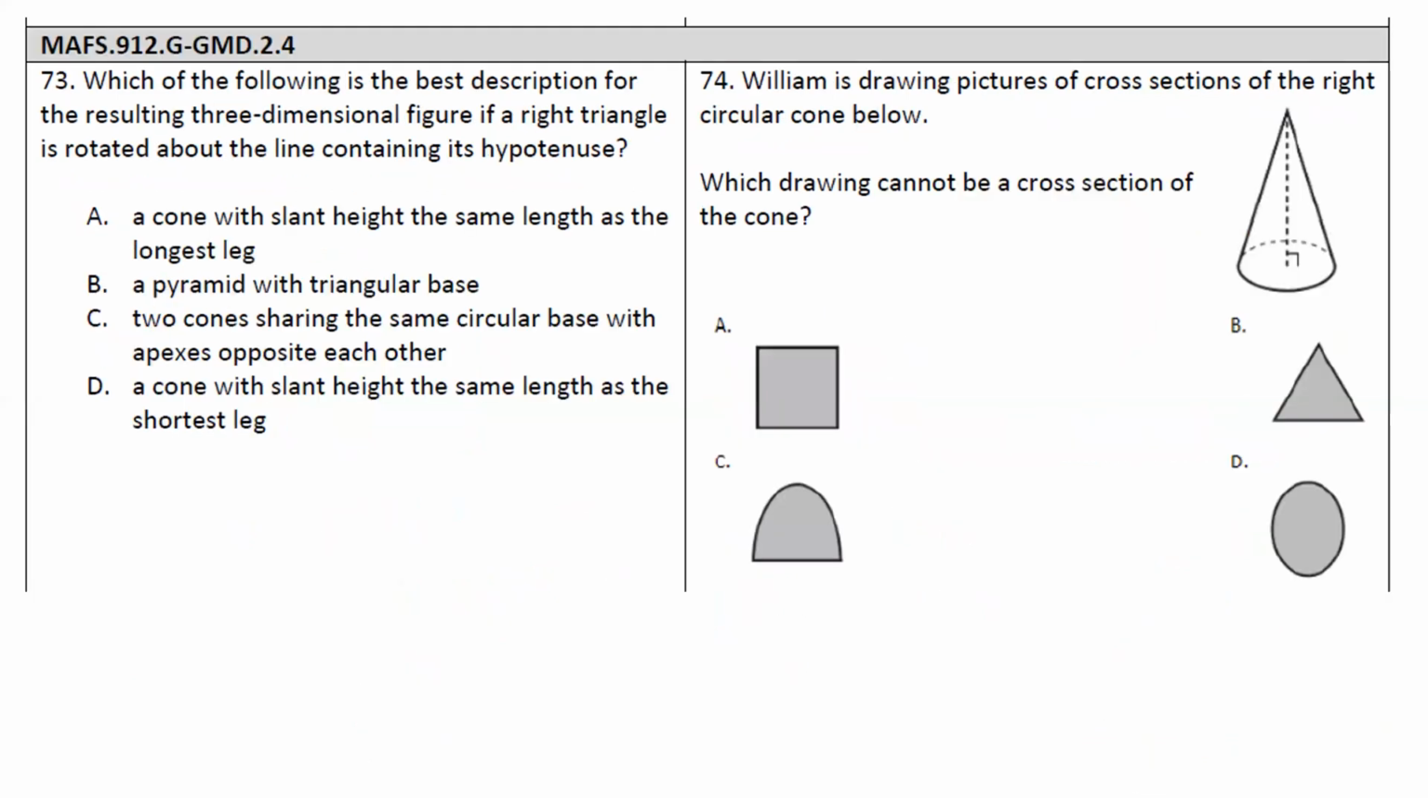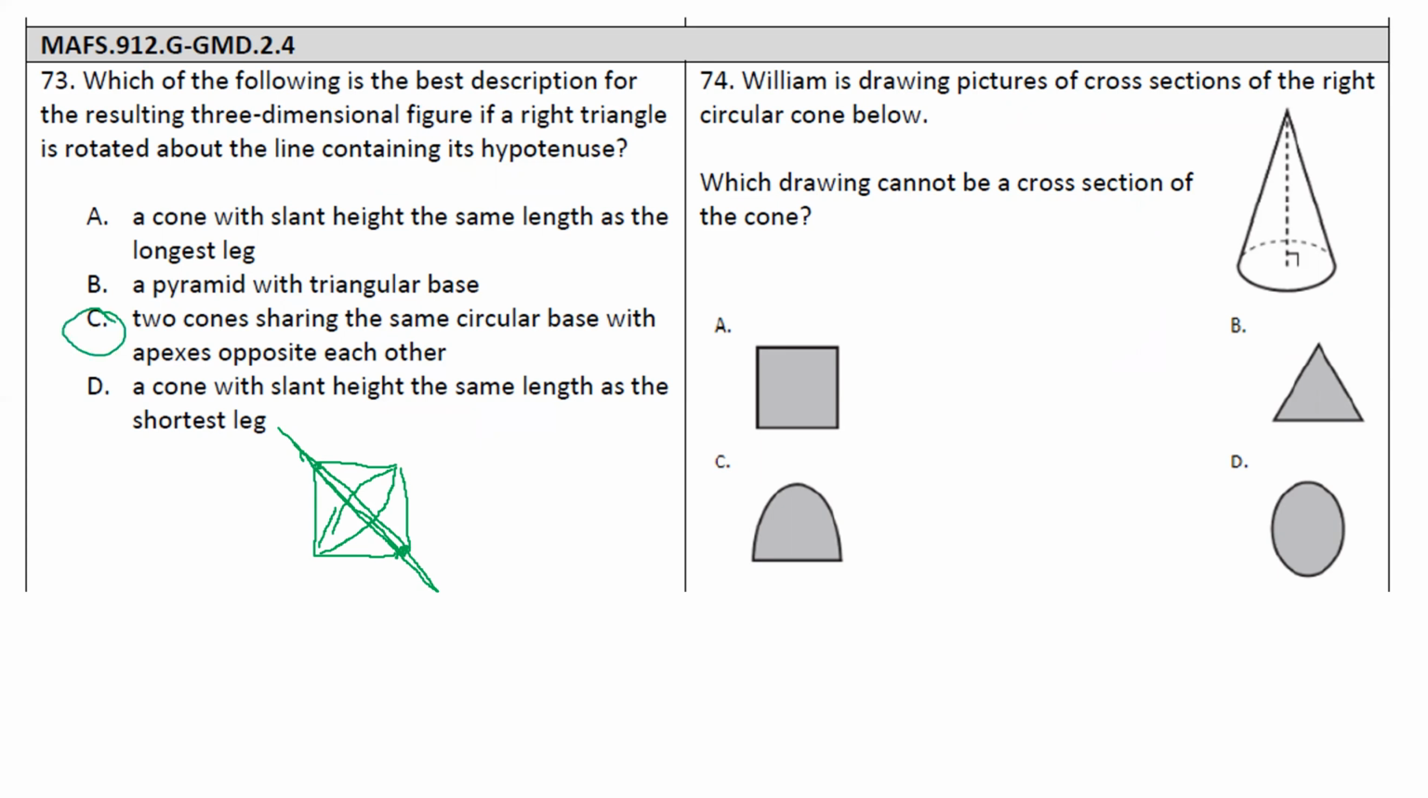All right. On 73. Which of the following is the best description of the resulting 3-dimensional figure if a right triangle is rotated about a line containing its hypotenuse? So if we had a right triangle and it was rotated about this line, yeah, these aren't moving. This is going around. So it looks like 2 cones that are sharing a base. So that'd be option C.